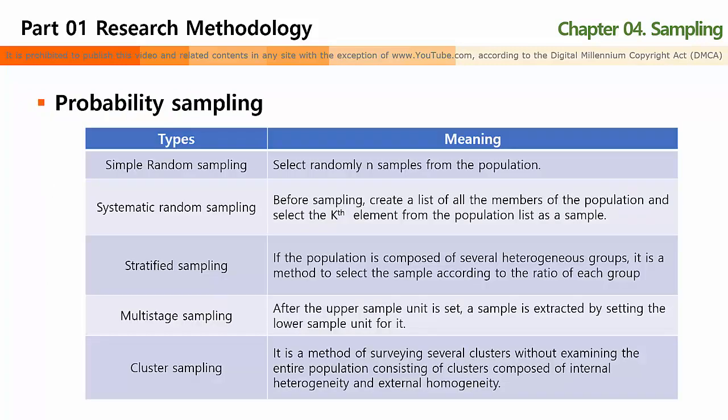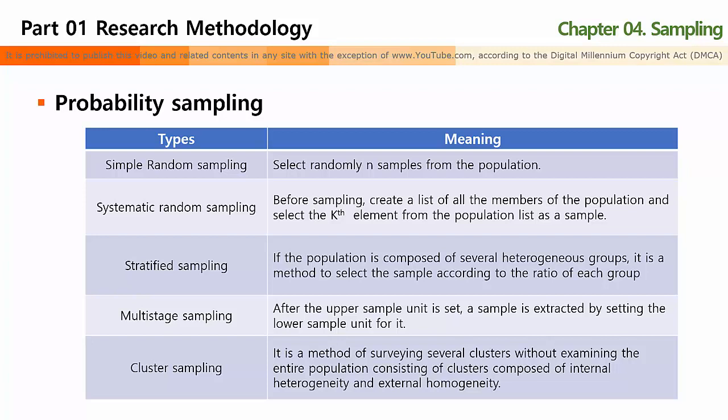Now, let me first explain the five probability sampling methods. First, simple random sampling. Select n samples randomly from the population, without any given criteria. The second is systematic sampling. Before sampling, create a list of all the members of the population and select every kth element from the population list as a sample.